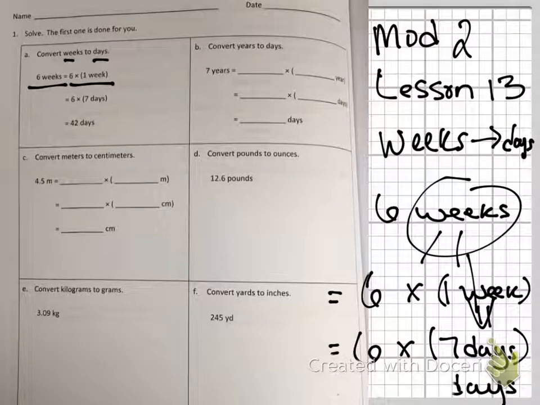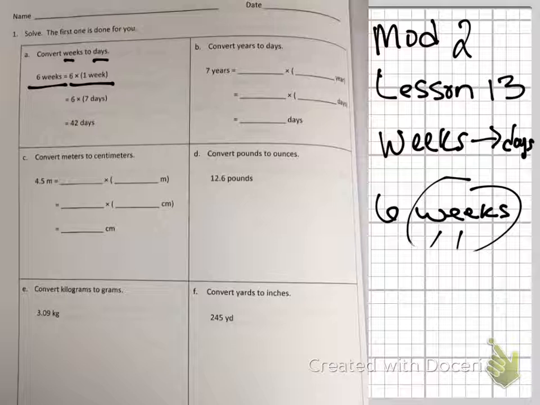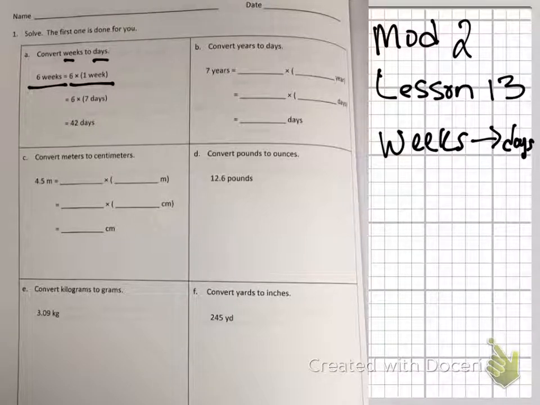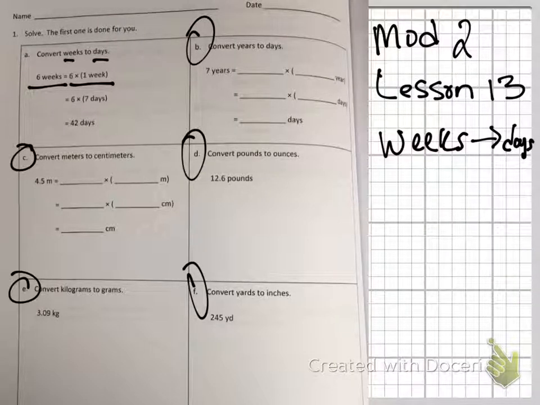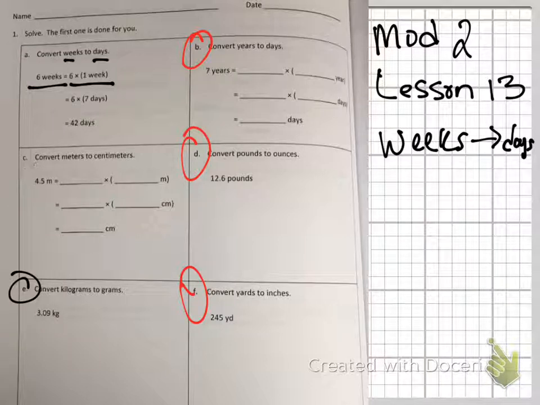So let's see what we can do with the next problem. I'm going to do C and E, and then I want students to try B, D, and F. Here, let me circle those in a different color. So B, D, and F, I want the students to try. All right, so let me get back over to C and E.